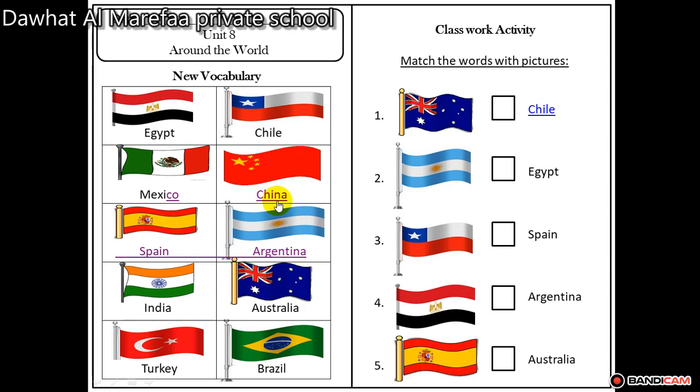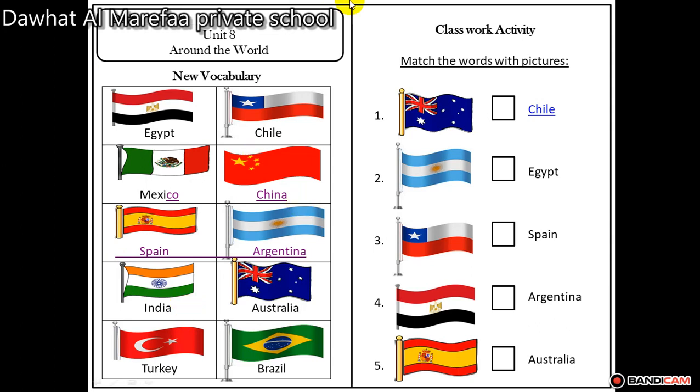Number five, which is the last one today that we will take, will be Spain. Spain. Very good. And you know, like AI, it's a long vowel A, because it's Spain.